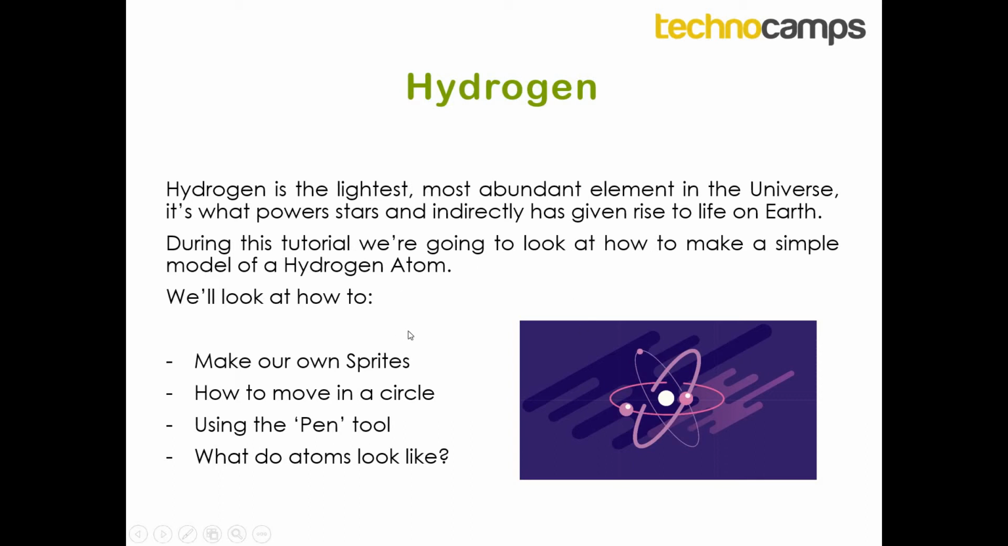What we're going to do throughout this workshop is make the sprites. We'll have 1 for the electron, 1 for the proton, and 2 for the neutrons. We're going to make the electron move in a circle, an orbit so to speak, around our nucleus. And we're going to use the pen tool to actually draw that out, so you can trace out what our orbit will look like. And then, as an extension, you can try and make bigger, heavier atoms.